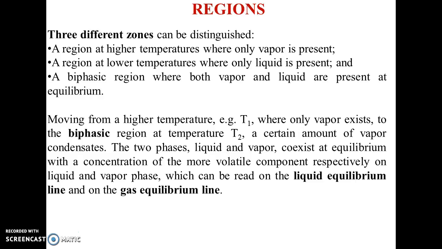Moving from the higher temperature, that is T1, where only vapor exists, to the biphasic region at temperature T2, a certain amount of vapor condenses. The two phases, liquid and vapor, coexist at equilibrium with a certain concentration of the more volatile component in the liquid and vapor phase respectively, which can be read on the liquid equilibrium line and on the gas equilibrium line.